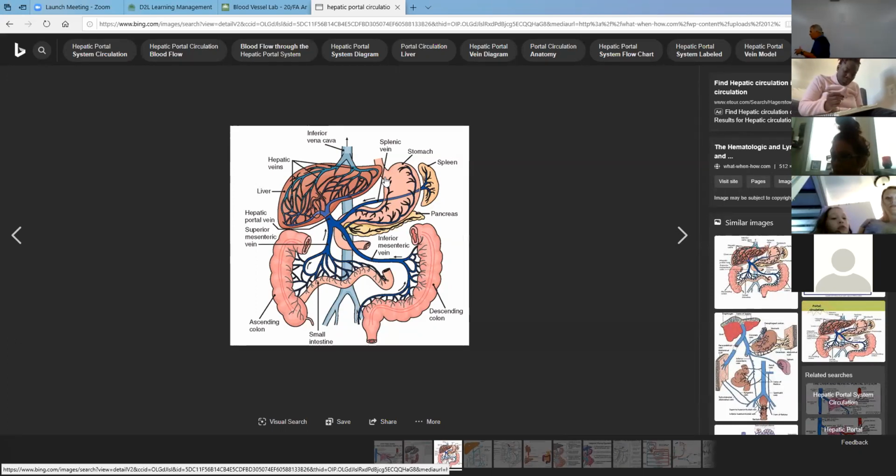And then these sinusoids lead into what's called a central vein inside these lobules. And central veins coalesce into the hepatic vein. That hepatic vein merges with the inferior vena cava to bring blood back to the heart. So there's a hepatic portal vein, and there's a hepatic vein. Hepatic portal vein brings blood to the liver. Hepatic vein brings blood away from the liver.